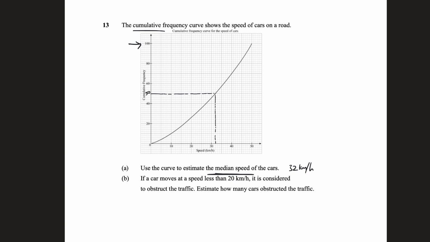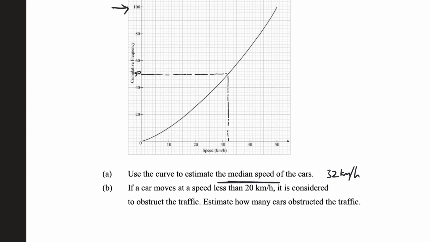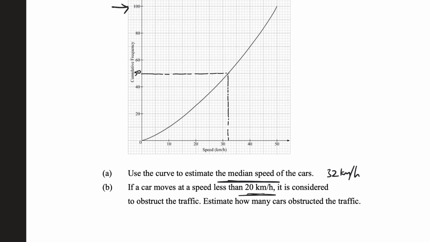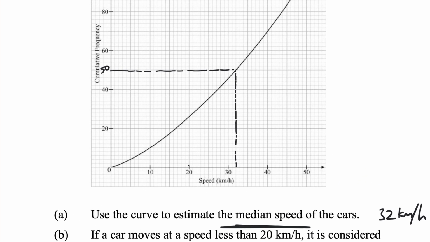Right. And 13b: if a car moves at a speed less than 20 km per hour, it is considered to be obstructing traffic. It's too slow. Can you estimate how many cars obstructed traffic? So we see, okay, we want 20 km per hour, and that is here. It's 20. So let's go up to the graph and see what we get.